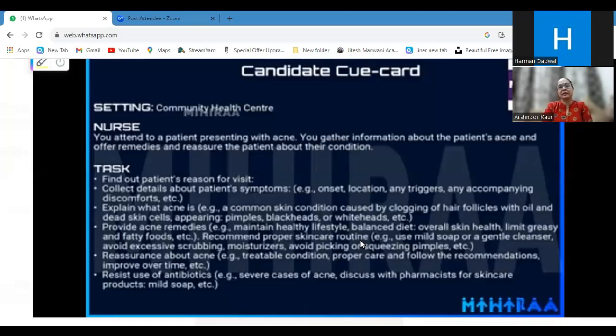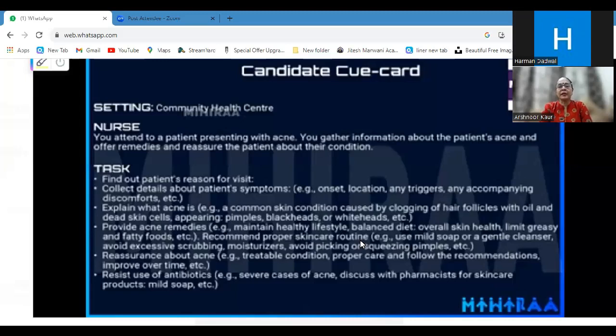First of all, she has gathered this information by asking these questions to the patient. Then the second part is to give the information. So first is the information gathering, then information giving. So you have to explain what acne is. As in this case, I'll tell that acne is a common skin condition, as it's already mentioned.